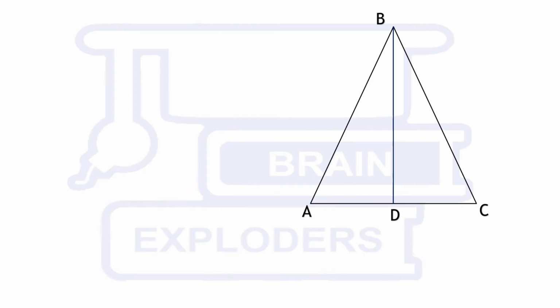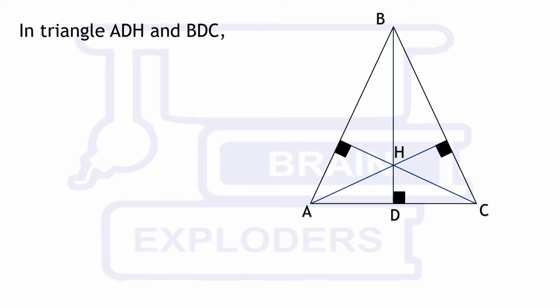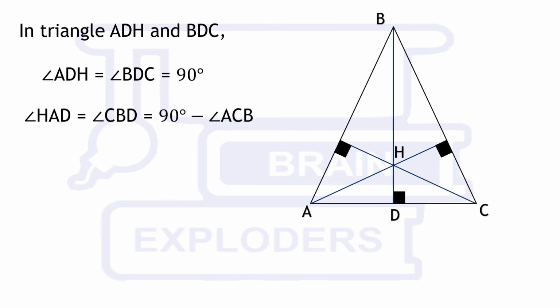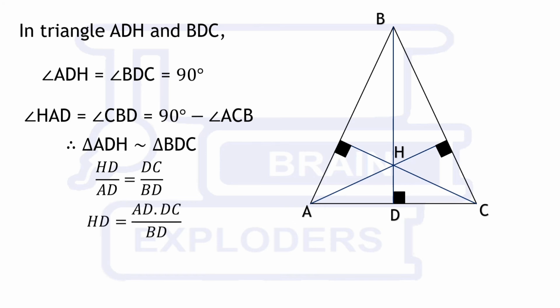Now let's calculate the distance of orthocenter of triangle ABC from the side AC. In triangles ADH and BDC, angle ADH is equal to angle BDC is equal to 90 degree and angle HAD is equal to angle CBD is equal to 90 degree minus angle ACB. Therefore triangle ADH is similar to triangle BDC. Since the ratio of corresponding sides of two similar triangles is constant, therefore HD over AD is equal to DC over BD, and on substituting the values we get HD is equal to root 3 over 3 root 2.